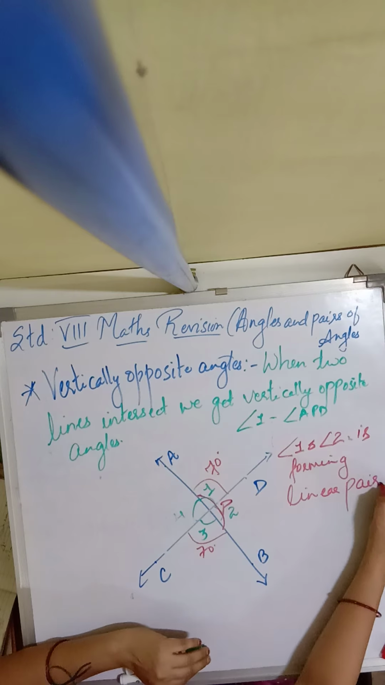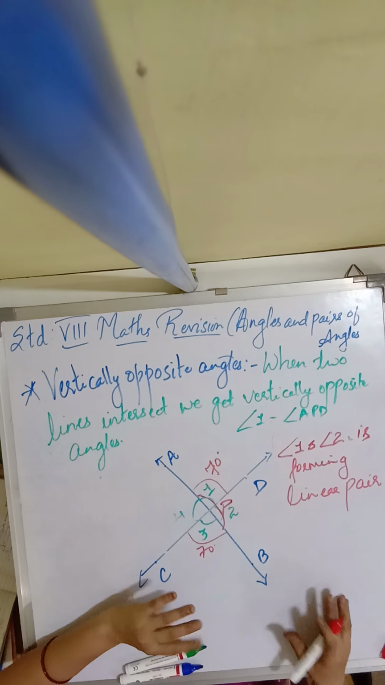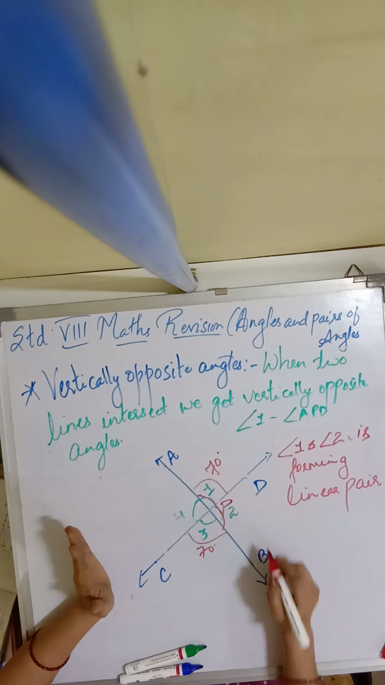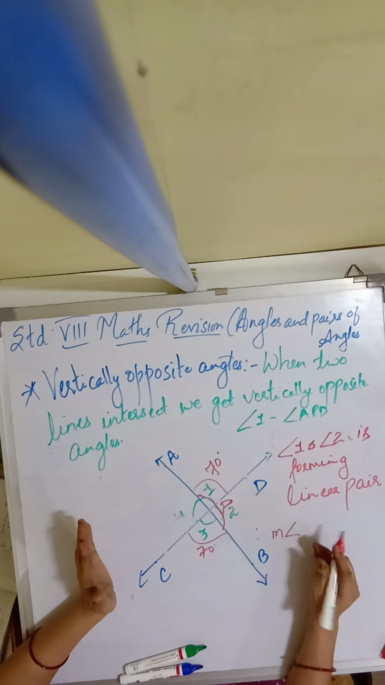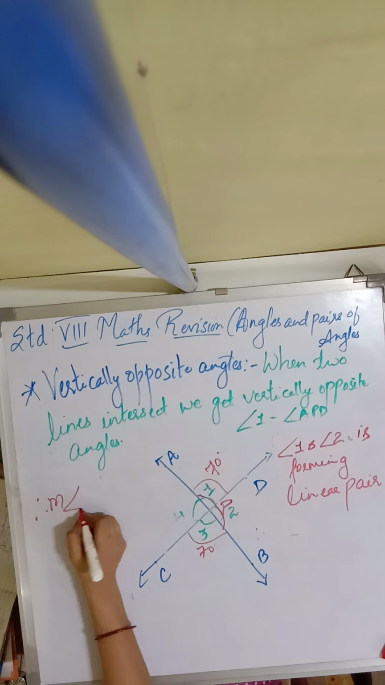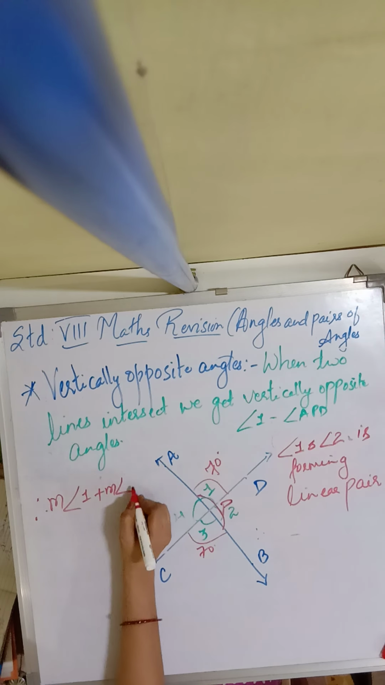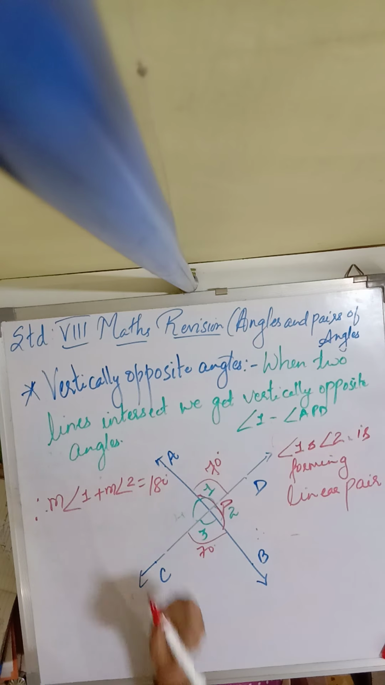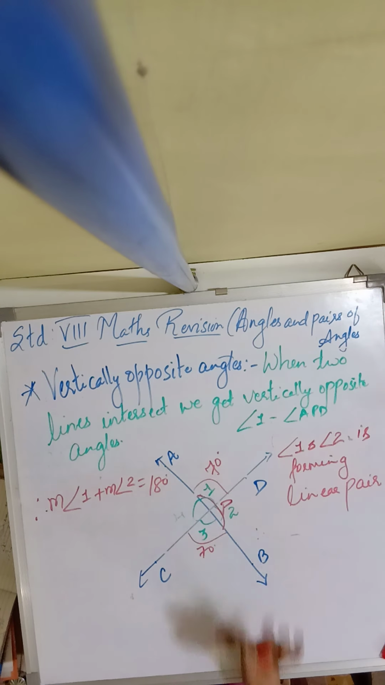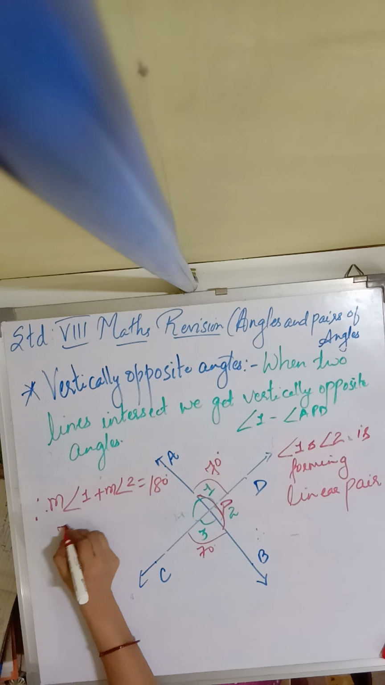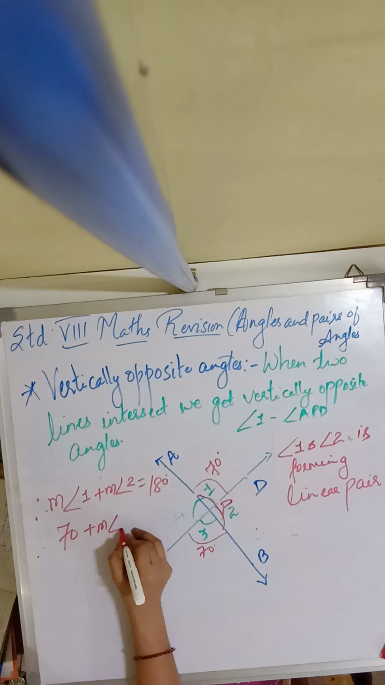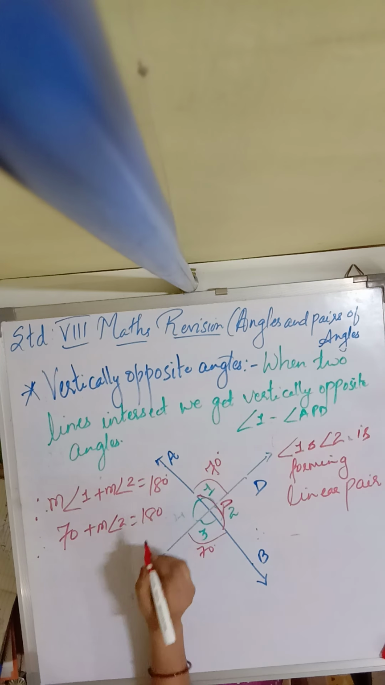Yes or no children? And we know the sum of measures of the angles in a linear pair is 180 degree. Therefore, here I am writing, measure of angle 1 plus measure of angle 2 is equal to 180 degree. Yes or no children? Both are forming a linear pair, so the sum is 180 degree. Now angle 1 is 70 degree, therefore 70 plus measure of angle 2 is equal to 180.